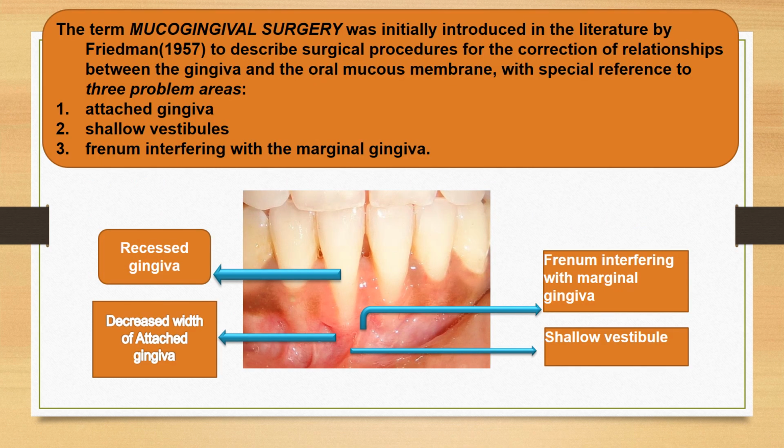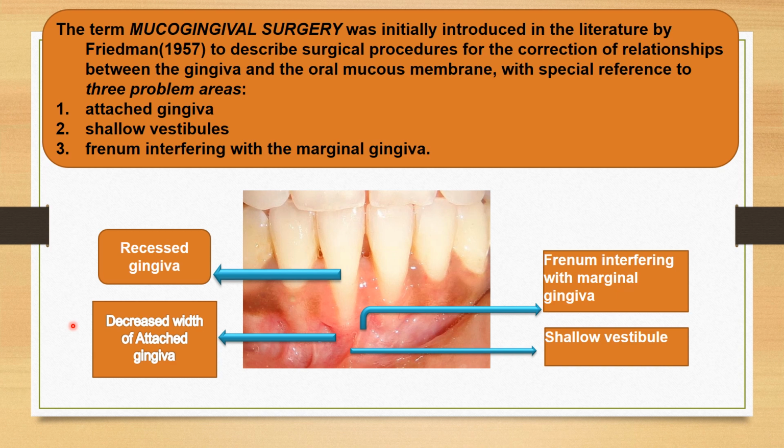So, what is mucogingival surgery? It was initially introduced in the literature by Friedman in 1957 to describe surgical procedures for the correction of interrelationships between gingiva and oral mucous membrane, with special reference to three problem areas. They are attached gingiva, shallow vestibules, and a frenum interfering with the margin gingiva.